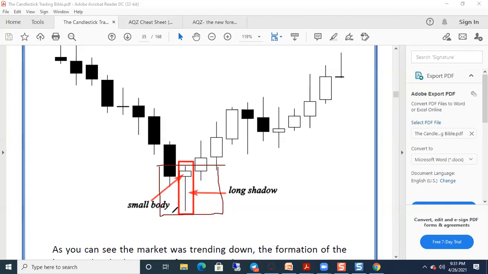I am aware that there are some other strategies that will help you pick the tops and the bottoms. We'll touch on them briefly as it relates to AQZ, maybe on Wednesday or so. But for now, just know that this is an indecision candle. You want for price to break.